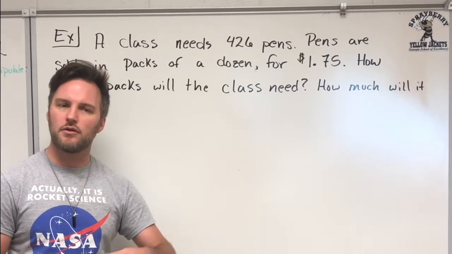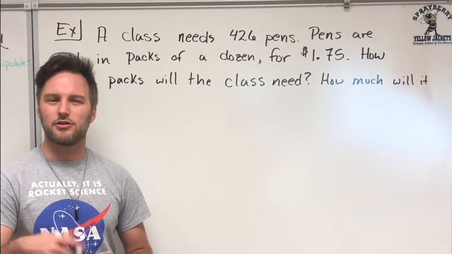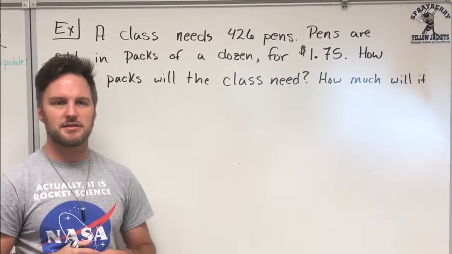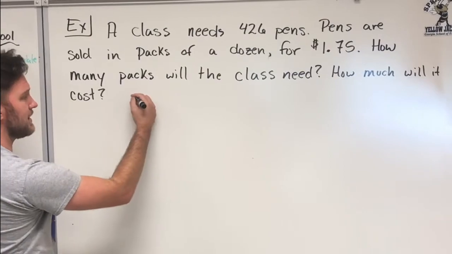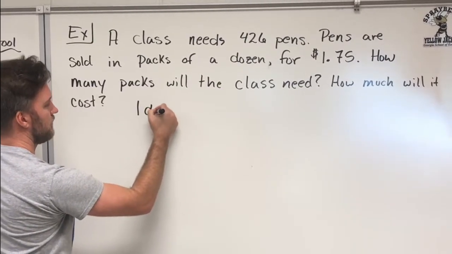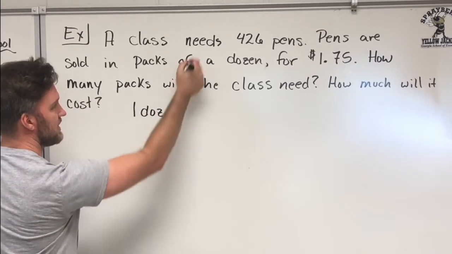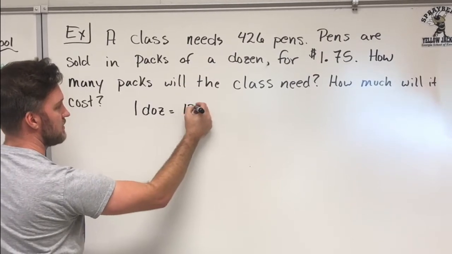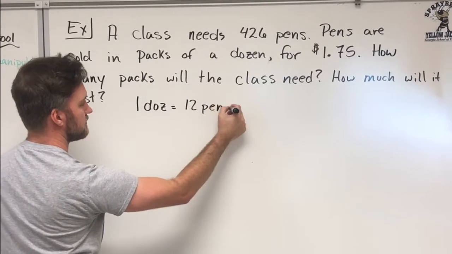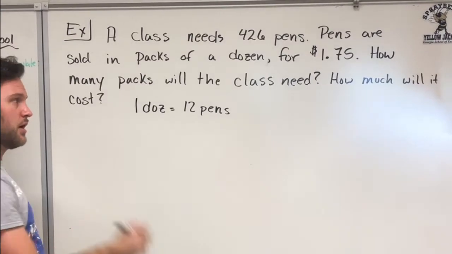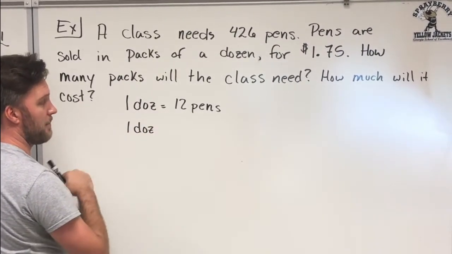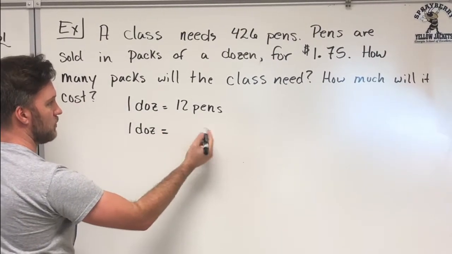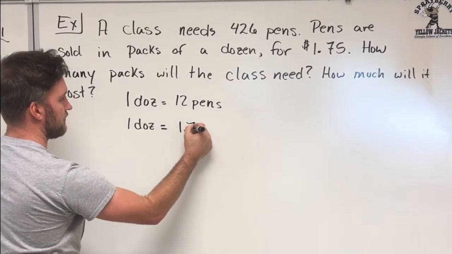We'll write them down for now, but eventually you'll be good enough that you can skip this step or do it mentally. So first, I need to know that 1 dozen equals, in this case, my things are pens, 12 pens. I also know that 1 dozen, or a pack, equals $1.75.